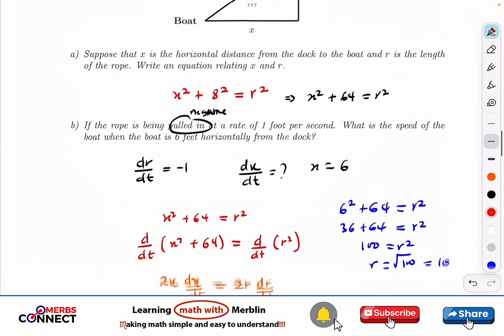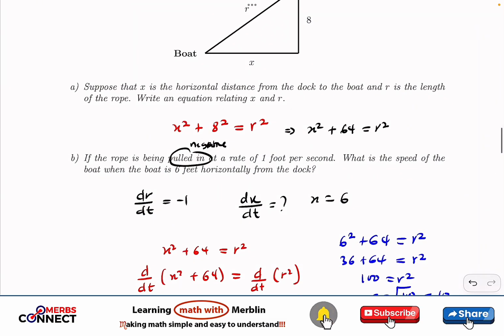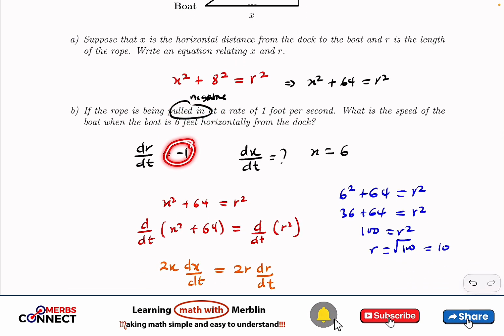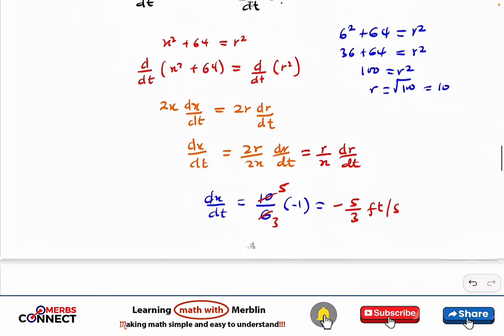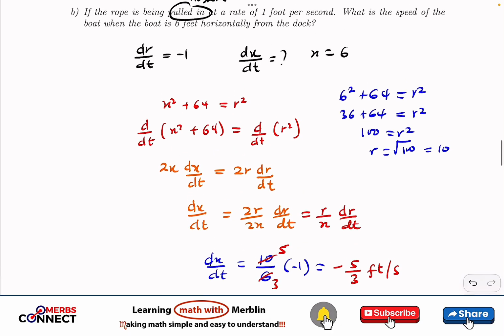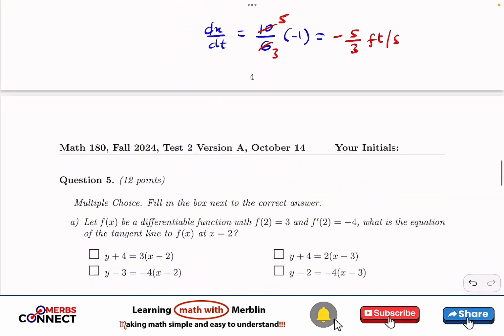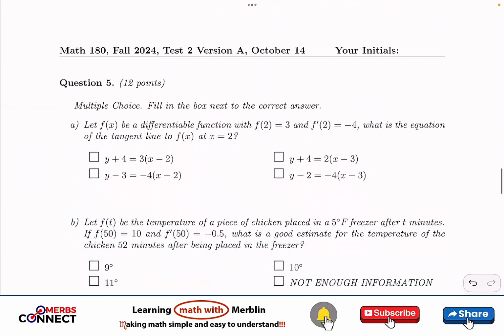Good. I think this question is easy. The only thing we need to pay attention to was the pull in. Because if you don't see the pull in, you are going to just make this 1 and your answer is going to be positive instead of negative. So that's basically what is going to happen here. We are saying it's minus because the rope is being pulled in. So that's the reason why it's negative. Yeah, so pay attention to that.